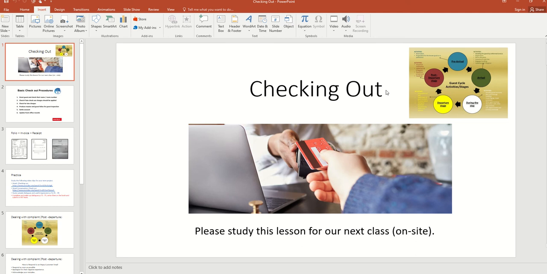This is about checking out. Unit 8 is from the book, page 72 to page 87. Okay, our last unit: checking out and dealing with complaints.